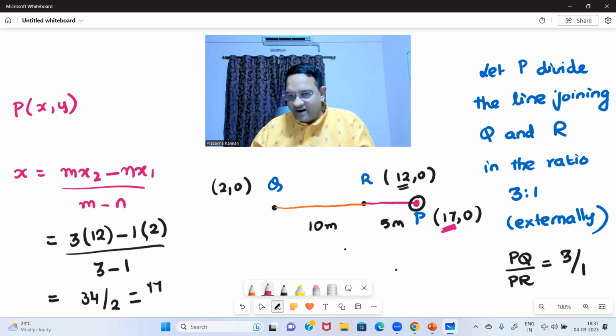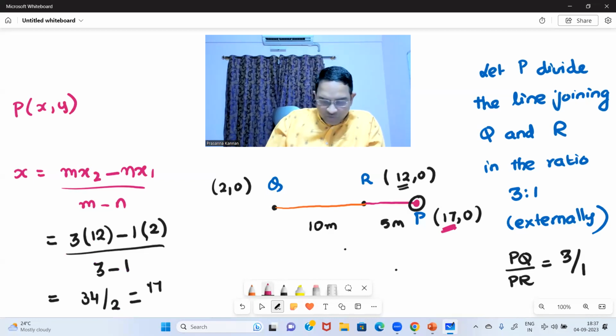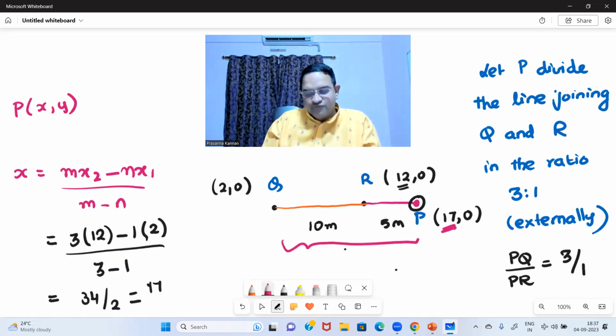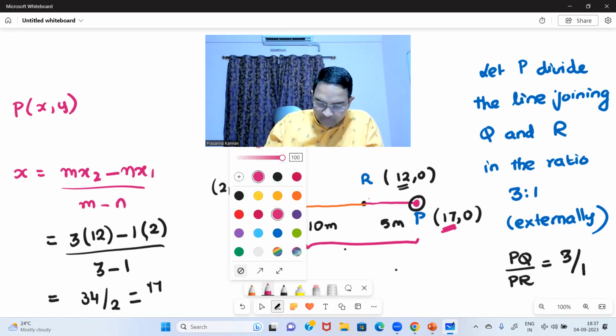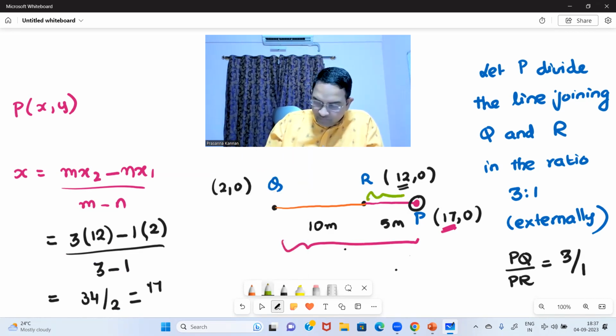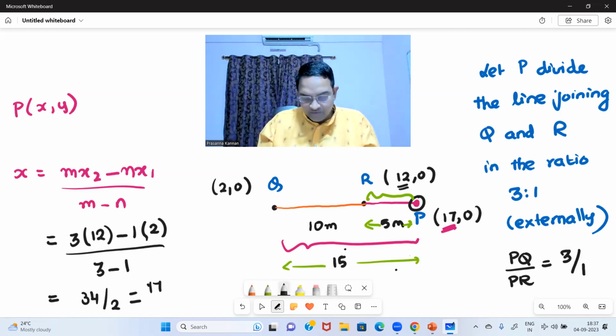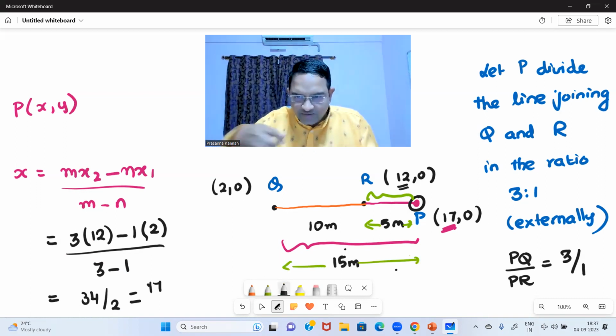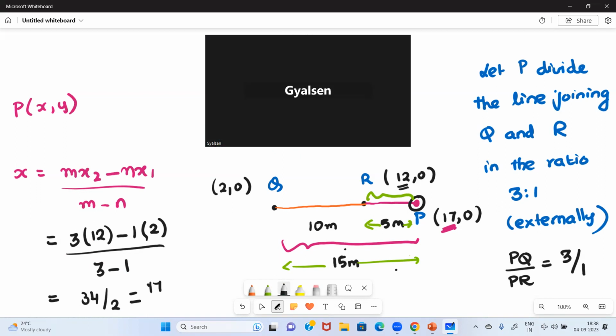Okay. So the basic idea is this. So very clear, right? What is the total distance here, P to Q? 15. 10 plus 5, 15. What is P to R? 5 meters. So what is 15 divided by 5? 3:1. Correct? Now is it becoming clearer for you, Gyalson and others? Yes, sir. That's all.